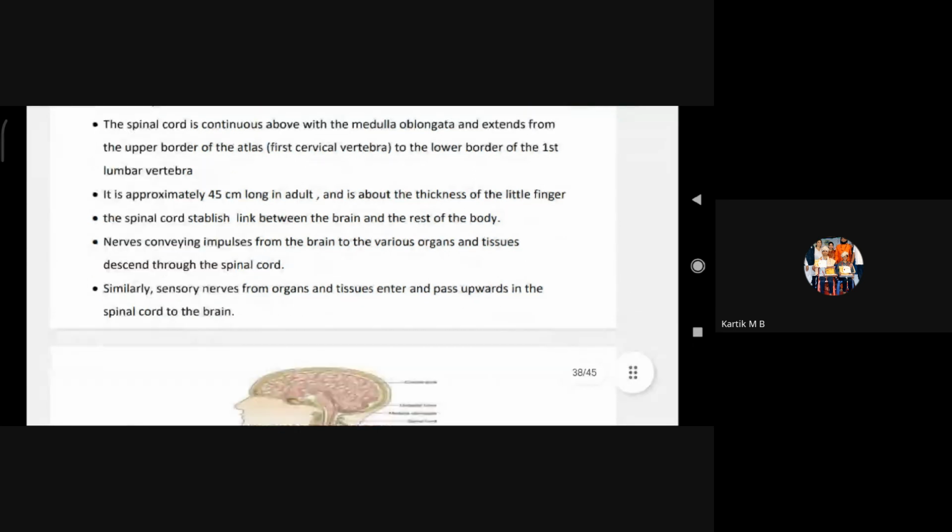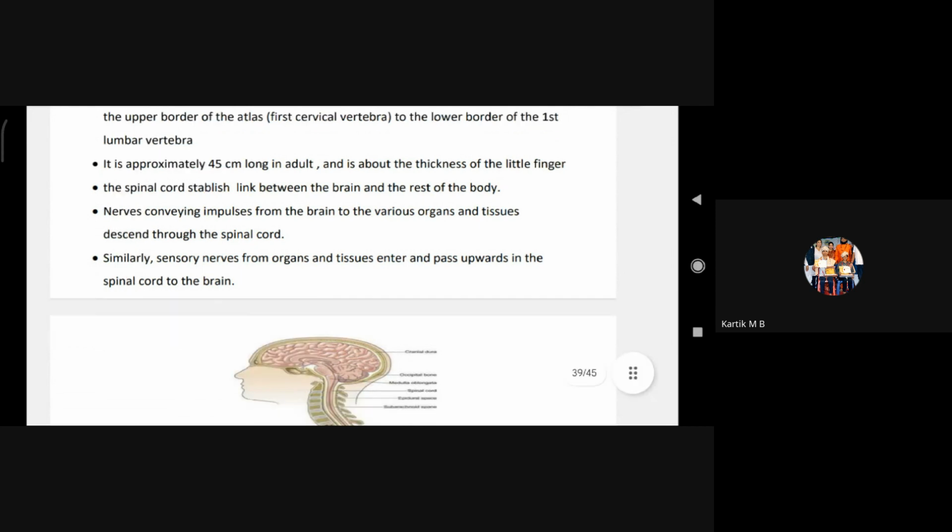It is approximately 45 cm long in an adult and it is about the thickness of a little finger. Everybody's spinal cord is about the thickness of a little finger. The spinal cord establishes a link between the brain and the rest of the body.